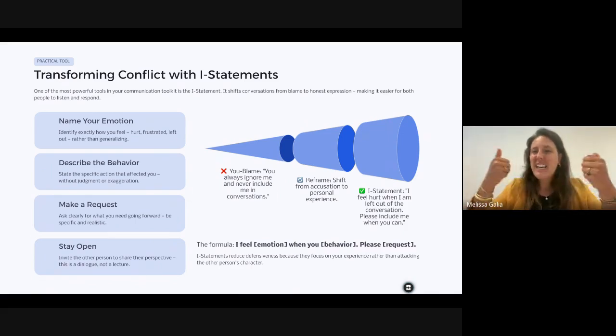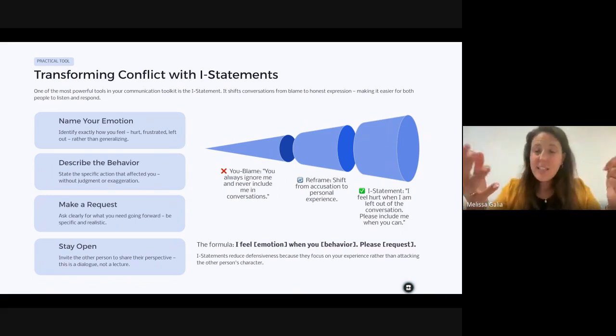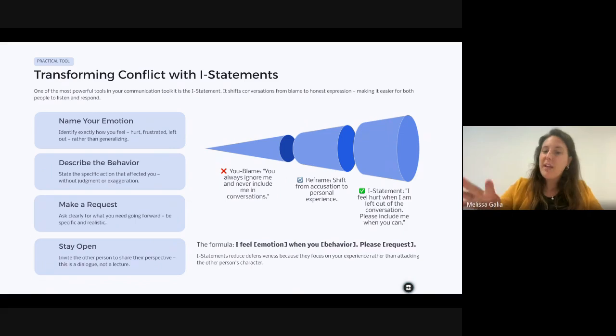So conflicts are clashes of different opinions, different objectives, different values, okay, between people. So reframing and using this formula, I feel emotion when you behavior, please request, okay, can help you getting out of them, okay, and actually truly meaningfully communicating when you find yourself in this kind of situation, okay.